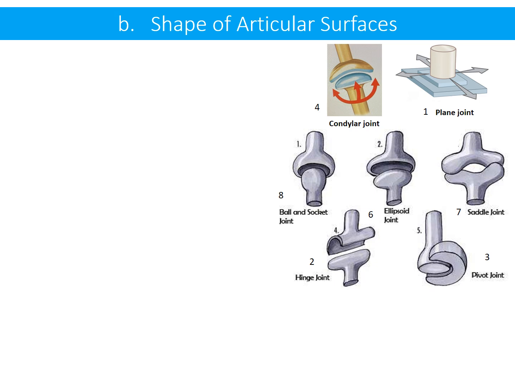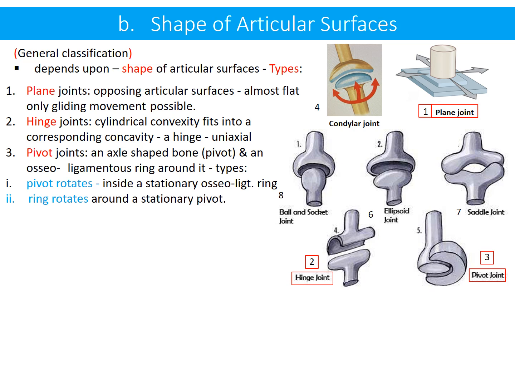Second classification of synovial joints is according to shape of the articular surfaces. This classification is also named as general classification. It depends upon the shape of the articular surfaces, and the types are, number one, plane joints. The opposing articular surfaces are almost flat and only gliding movements are possible.